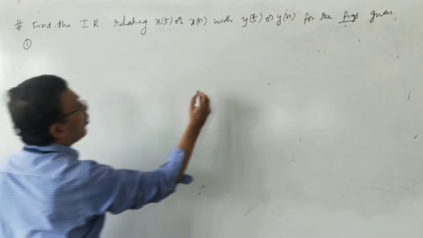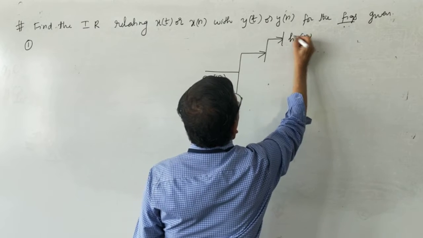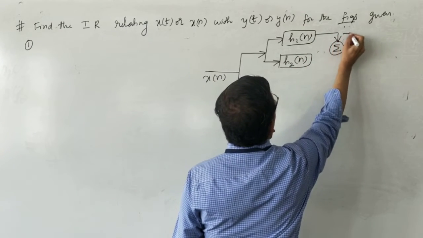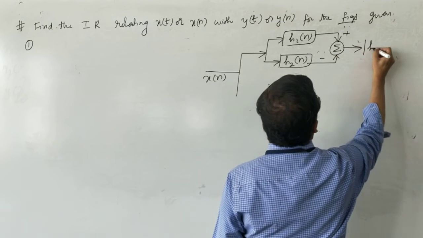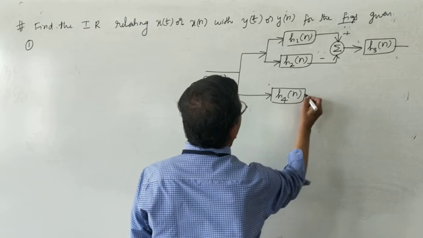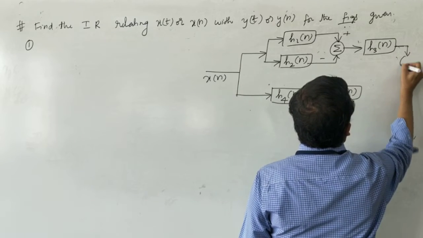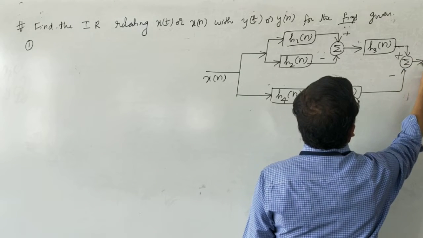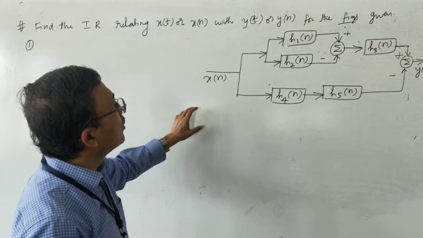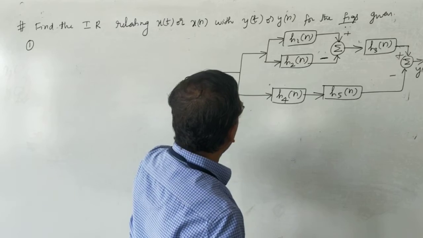A figure is given. I'll put the figure. First I'll take a discrete time system. Now this entire block diagram has to be reduced into a single block. We have got here two blocks in parallel. Please watch the signs plus minus. When there are two blocks in parallel, we add their impulse responses with proper polarities.